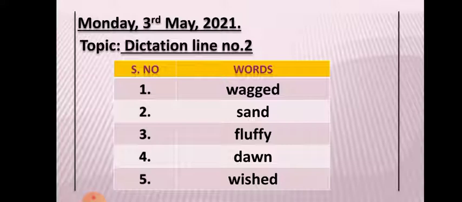So maintain your page for dictation. Monday 3rd May 2021, topic is dictation line number 2. Number 1 word is wagged, number 2 is sand, number 3 is fluffy, number 4 is dawn and number 5 and last one is wished. Wagged. Revise with me and write it in your English literature notebook as a test. Sand, fluffy, dawn, wished.